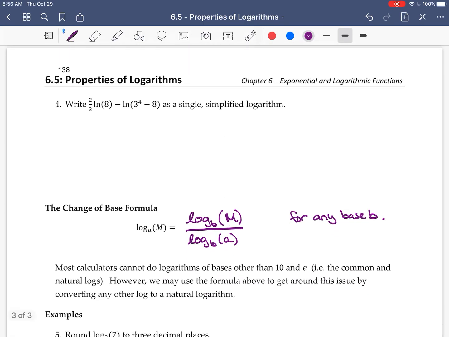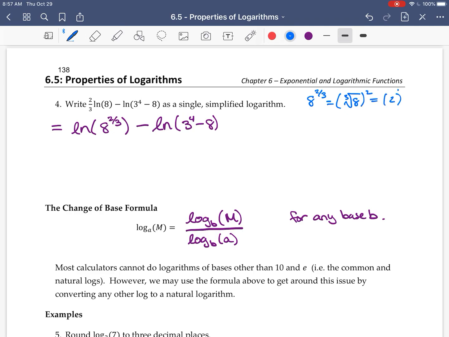Okay, now going the other way, so here I want to write it as a single simplified log. So I'm first going to bring the power up. So this is ln of 8 to the 2/3 minus ln of 3 to the 4 minus 8. So 8 to the 2/3, we can simplify that. Okay, so this is the cube root of 8 squared. The cube root of 8 is 2, so that's 2 squared, so this is actually 4.